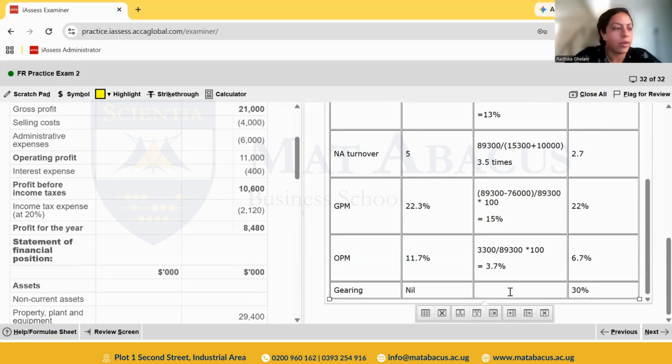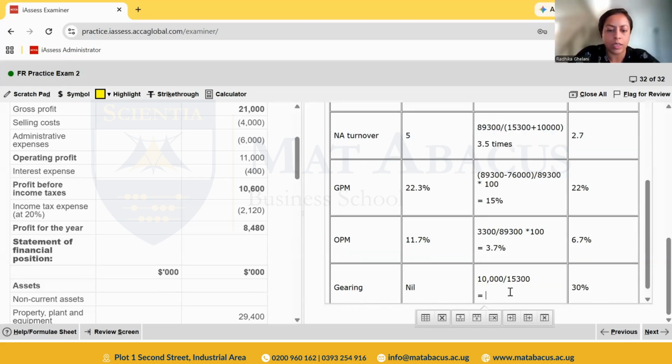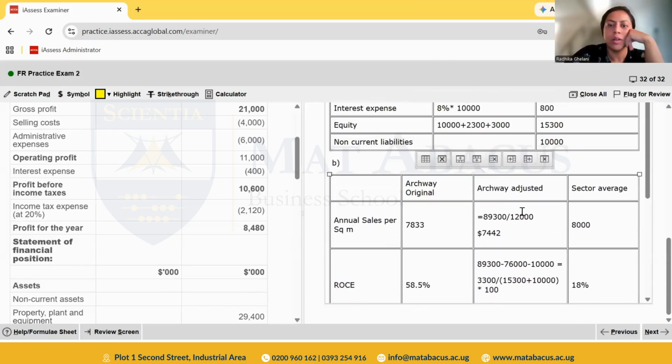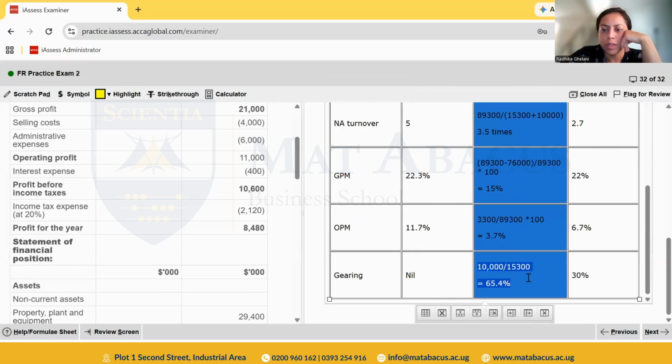And lastly, gearing, they said, is going to be debt over equity. Remember, the debt was the new liabilities of 10 million and equity is 15,300. So that gives us gearing at 65.4%. And that's your part B done, okay? Only this middle column was relevant.